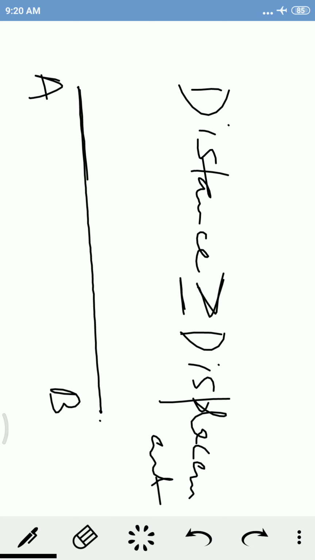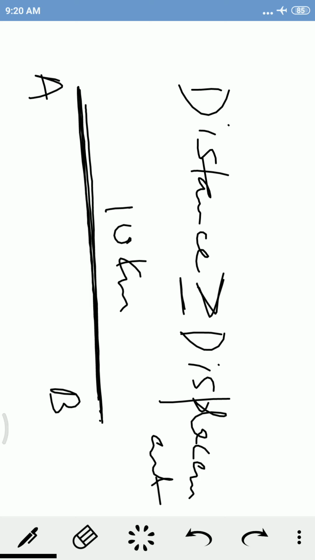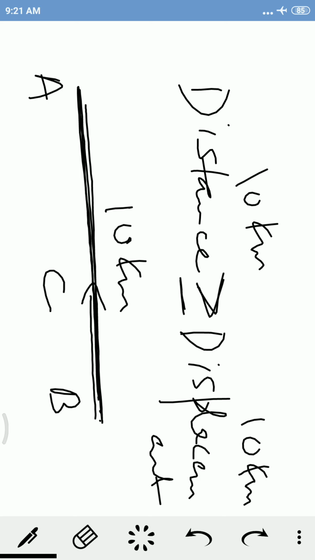Now in that case, what will be the displacement and what will be the distance covered? Suppose it is 10 kilometer. Now in this case, the distance is 10 kilometer and the displacement is also 10 kilometer. Now the object returns in the backward direction. It reaches point C, and suppose the distance between B and C is 4 kilometer.